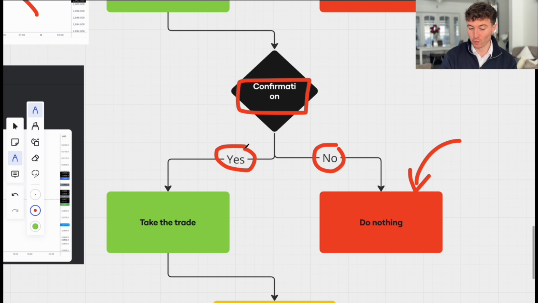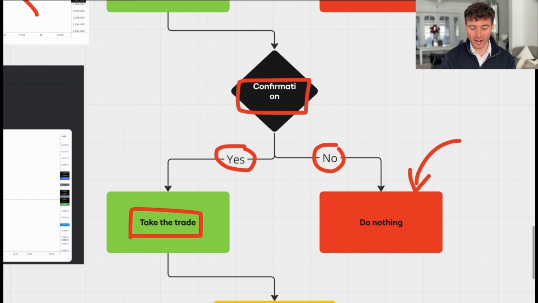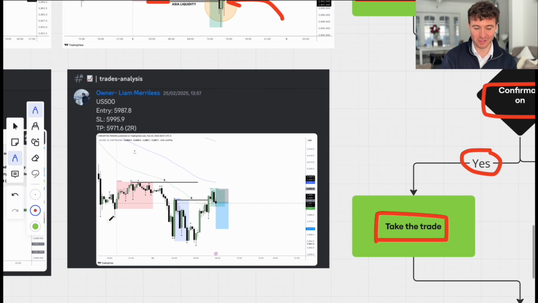If the answer is yes and we do have a clear confirmation, what do we do? We take the trade without any hesitation, and of course we use correct risk management. However, I hear you cry, what is the confirmation? And let me just share this with you right now.